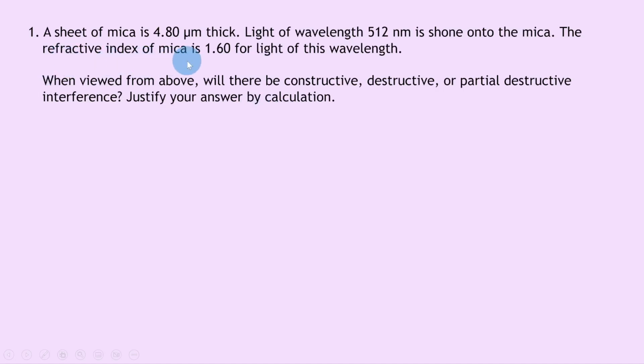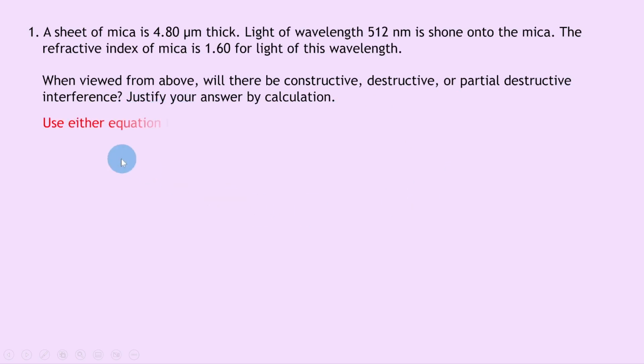So let's get started. Question 1 says a sheet of mica is 4.8 micrometers thick. Light of wavelength 512 nanometers is shone onto the mica. The refractive index of mica is 1.60 for light of this wavelength. When viewed from above, will there be constructive, destructive or partial destructive interference? Justify your answer by calculation.